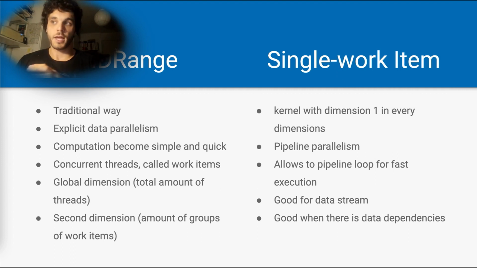To implement a single work item kernel in your host code, you simply launch a kernel with one in each of the dimensions. This kind of kernel is very useful when you have a data stream, because you cannot use an ND-range kernel, and this kind of kernel is more suitable. So you transform the data parallelism into pipeline parallelism. It is also suggested when there is data dependency, or when your data are not fully available when you launch the kernel, and it also allows unrolling loop execution for a fast throughput.